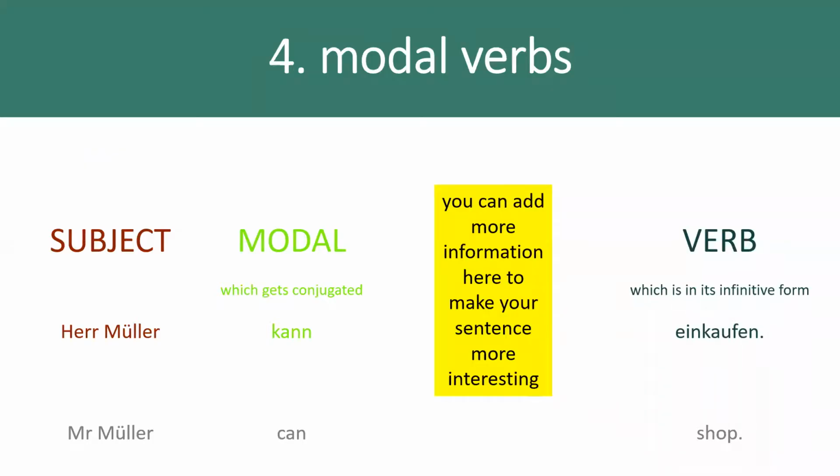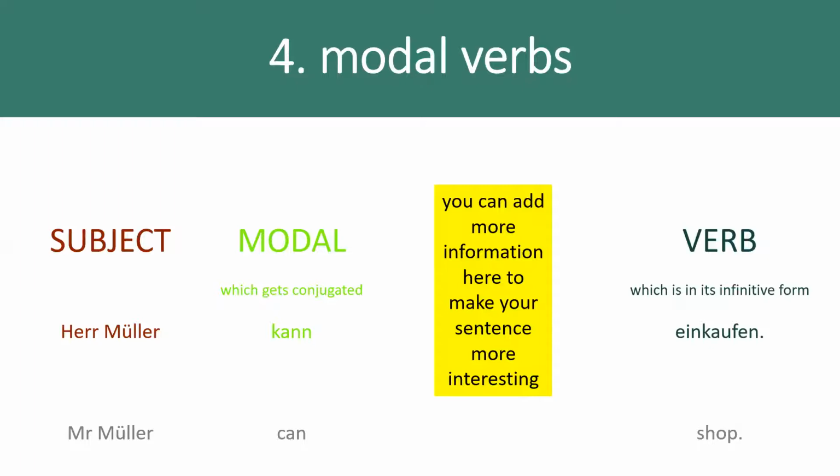So wie vorher gesagt, as said before, wir haben Herr Müller kann einkaufen. So we have just a very, very short sentence. So Herr Müller kann einkaufen. Herr Müller, Mr. Müller can shop.